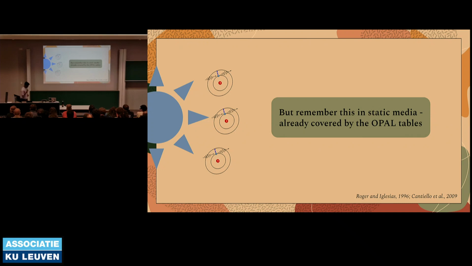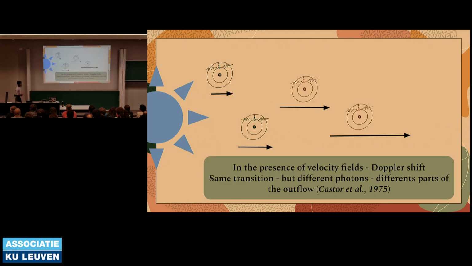But in these massive stars, there's something else that happens. These atoms move at different velocities. And we all remember from our bachelor classes that when things move at velocities, they experience Doppler shift. So they might see the photon redshifted, right? So when you have Doppler shift, this same transition can interact with different photons in the outflow, right?